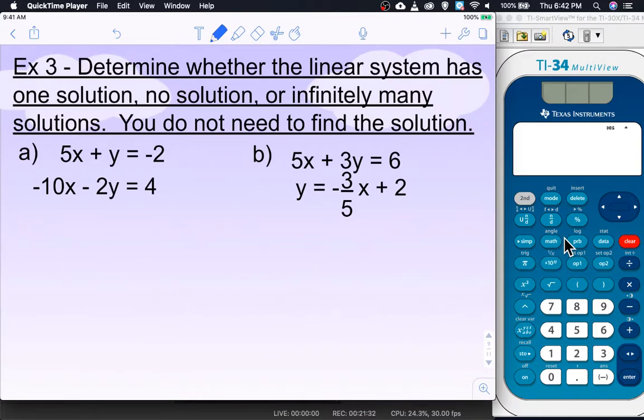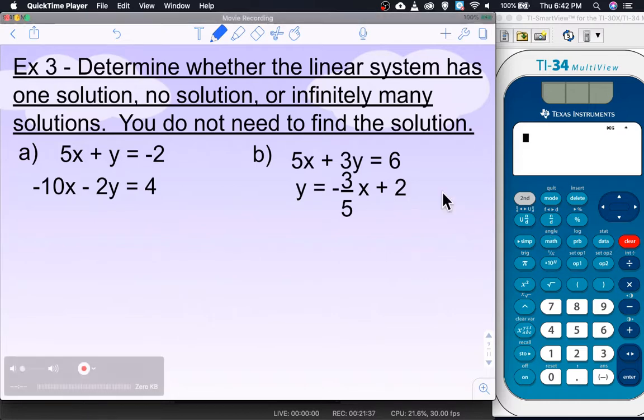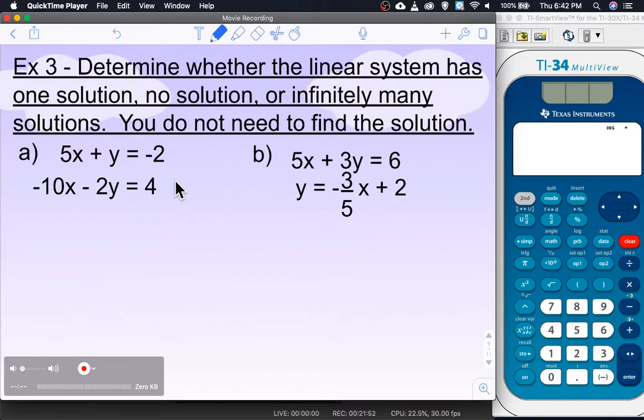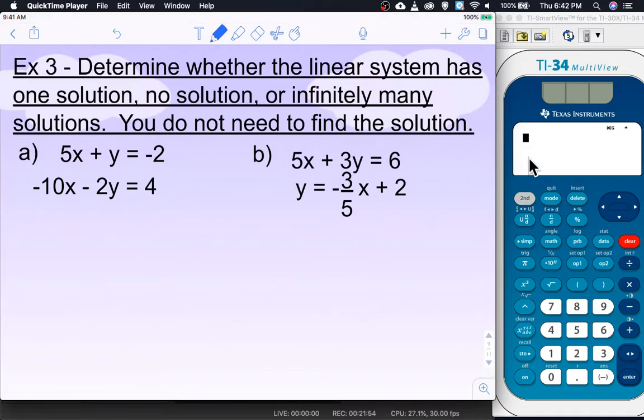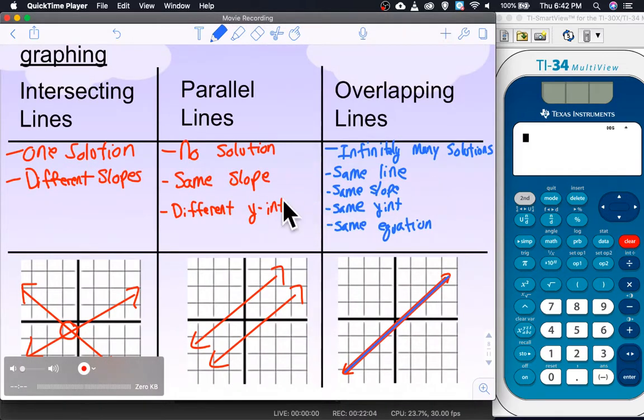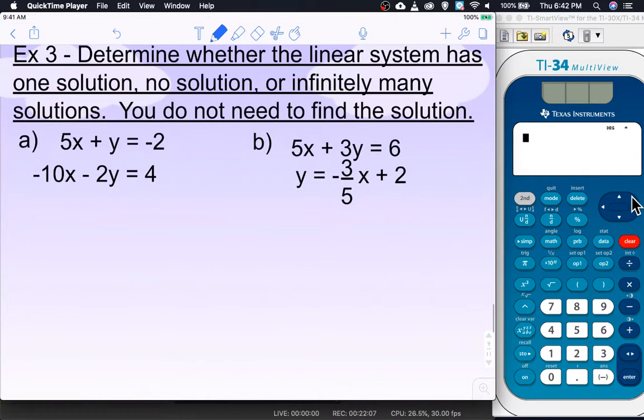Determine whether the linear system has one solution, no solution, or infinitely many. You do not need to find the solution. So all we care about in this problem is how many solutions does it have? One, none, or infinitely many. The way we can do that is if we take each of these equations and make it y equals, we can look at their slopes and their intercepts, and using this information, we can determine how many solutions it has.